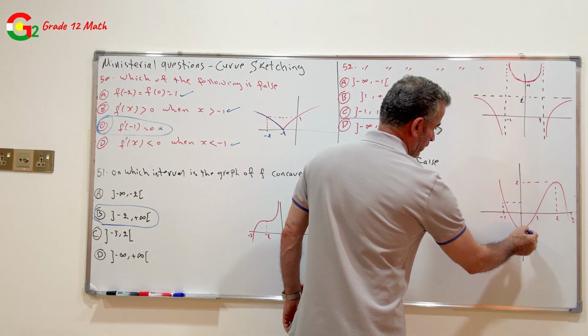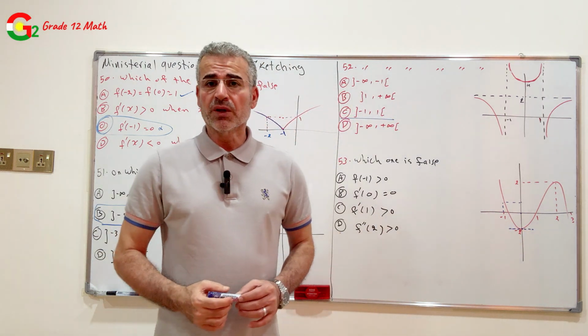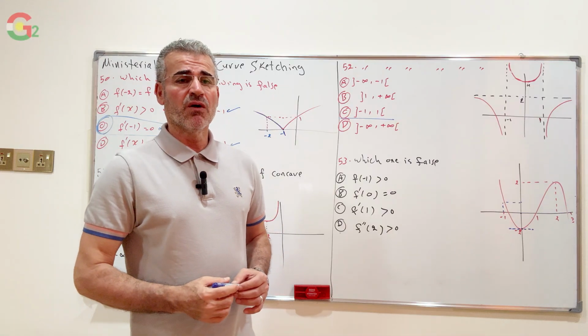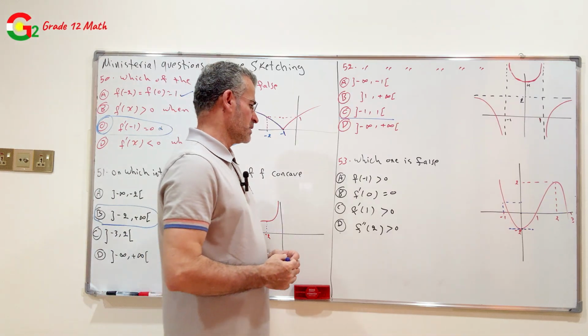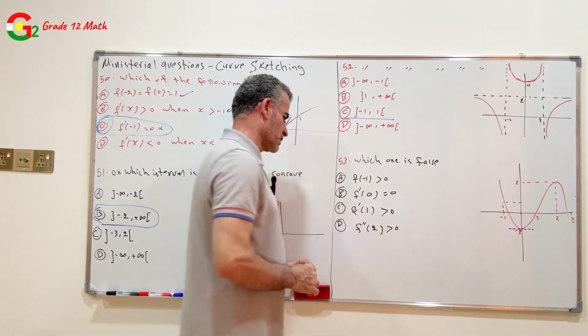a local minimum value, and the function has a horizontal tangent at this point. Therefore, it is a critical value. Therefore, f prime of 0 equals 0. Also, this choice is true.